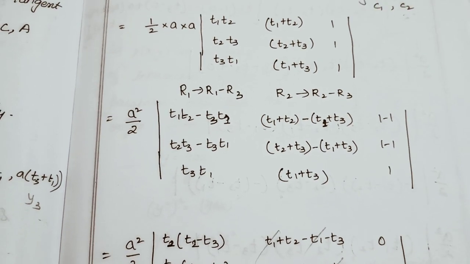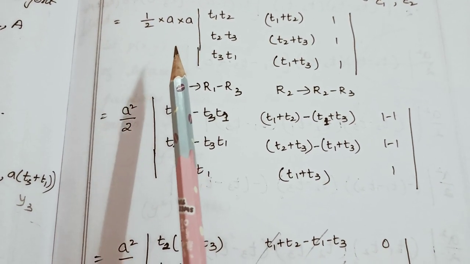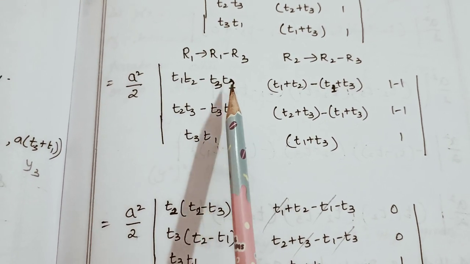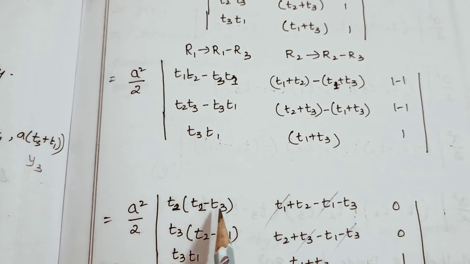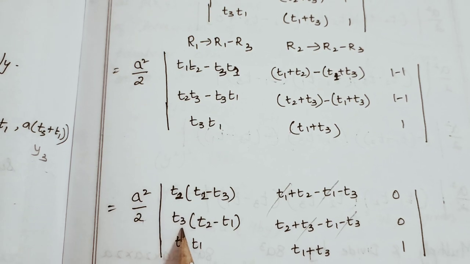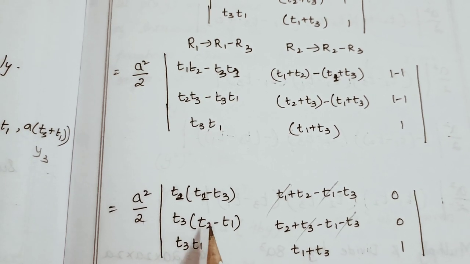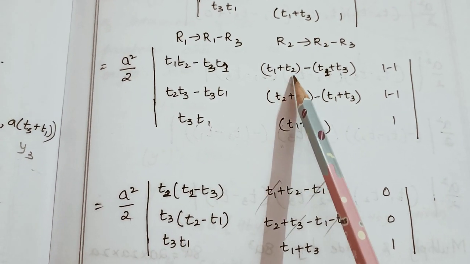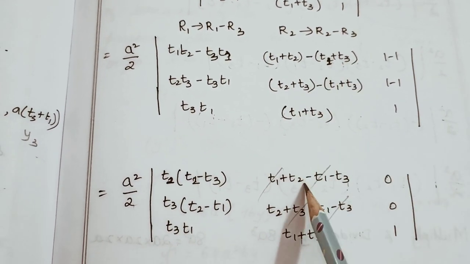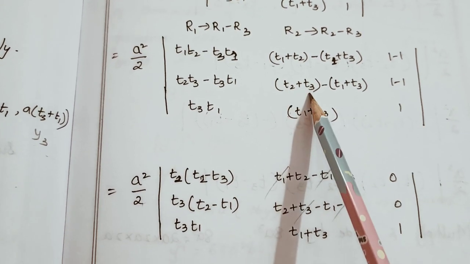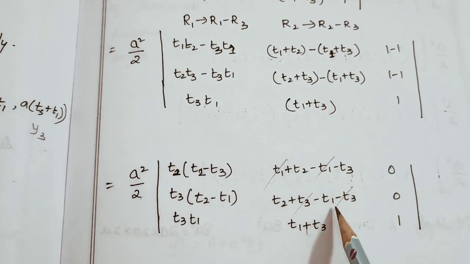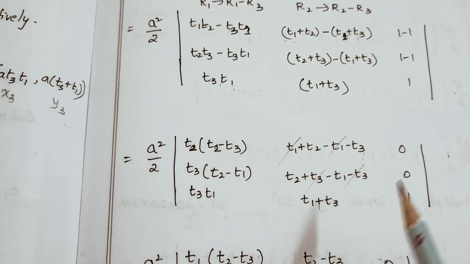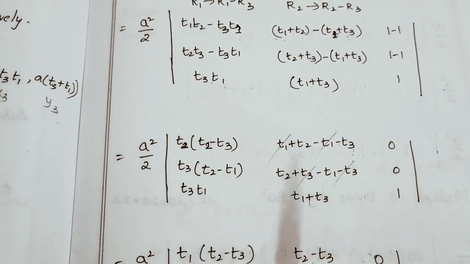A square by 2, that is a into a is a square by 2. Now, taking common T1 from this, you will get T2 minus T3. Here, T3 common, you will get T2 minus T1. This one same as it is. T1 plus T2 minus T1 minus T3. T2 plus T3 minus T1 minus T3. T1, T1 gets cancelled, and here T3, T3. 1 minus 1 is 0, 1 minus 1 is 0.